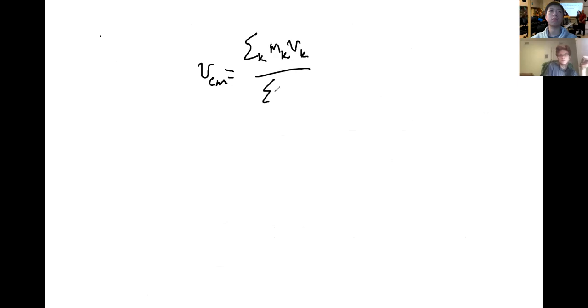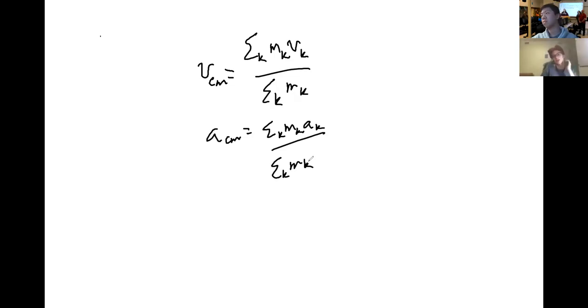So again, for the velocity of the center of mass, you take the exact same weighted average, because what affects the velocity is also dependent on the mass. The velocity of the center of mass of the system is going to be the sum of m_k v_k over the sum of m_k. And the exact same thing with the acceleration of the center of mass: the sum of m_k a_k over the sum of m_k. That's how you calculate the acceleration of the center of mass. It's weighted literally based on the mass of your system.